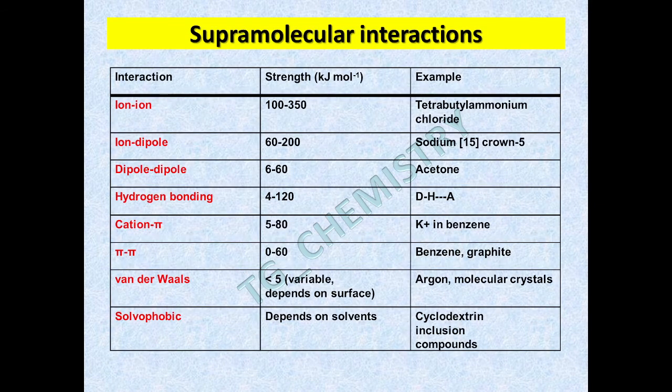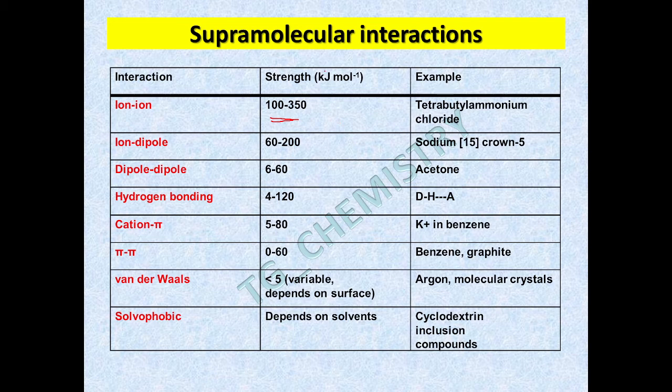Before we proceed to individual interactions, this is a general outline for the comparison of the interactions that we will talk about, like their strength and a representative example of each kind of interaction. As you can see here in the ion-ion interactions, the strength for such interactions falls between 100 and 350 kilojoule per mole. One representative example is tetrabutyl ammonium chloride, where this ion-ion interaction exists.